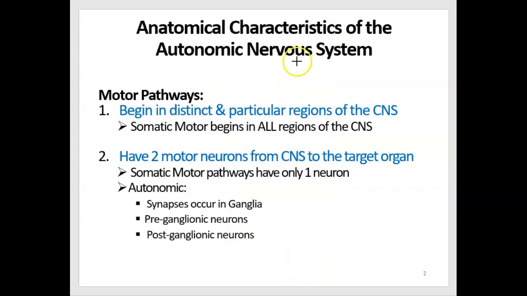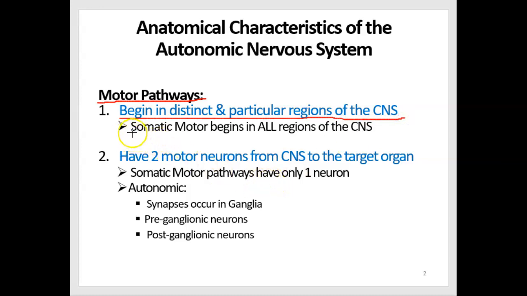So the first anatomical characteristic that I want to talk about relates to the pathways of both sympathetic and parasympathetic that begin in the central nervous system and then travel out to the periphery. So we're going to start with motor pathways in the autonomic nervous system. Each subdivision begins in a very distinct part of the central nervous system.